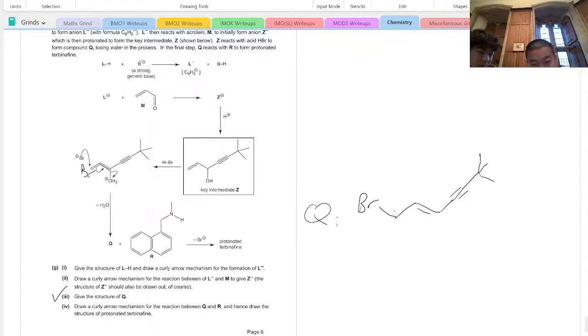Have I seen that before? Imagine if that was NH3, that you just replace it. Yeah.